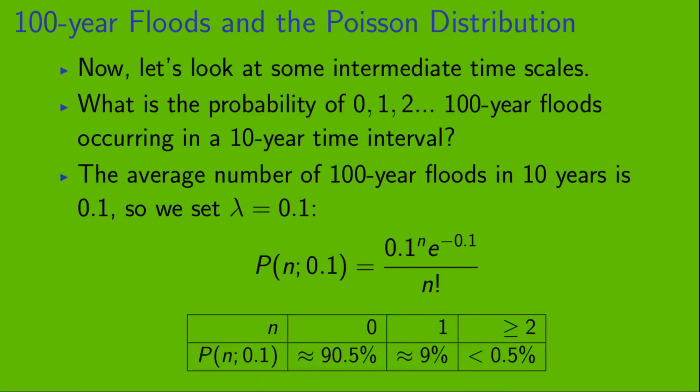Okay, so now let's look at some intermediate timescales. So what's the probability of having 0 or 1 or 2 100-year floods occurring in a 10-year time interval? So now the average number of 100-year floods in 10 years is 0.1, so we set lambda equal to 0.1 in our Poisson distribution formula, and we find that the probability of having no 100-year floods in a decade is about 90.5%. The probability of having 1 is about 9%, and the probability of having 2 or more is about 0.5%.